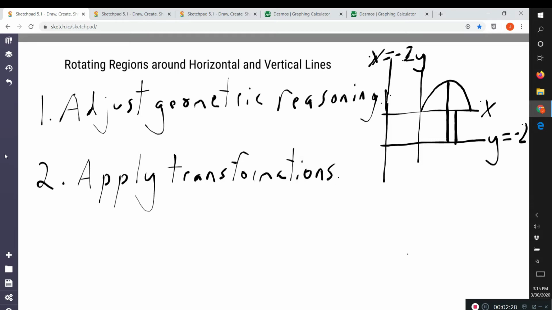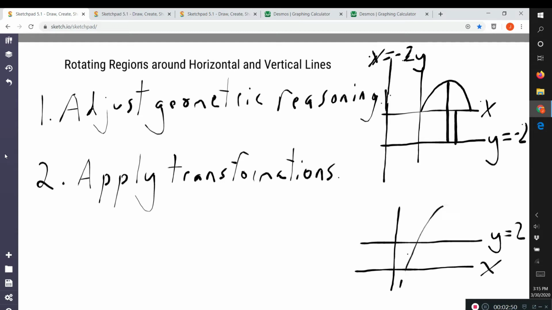So, what do I mean, apply transformations? If we want to take the region as shown in the picture, we could draw an equivalent scenario. If we rotate this particular region around the x-axis, it would have the same volume as the previous example up here.